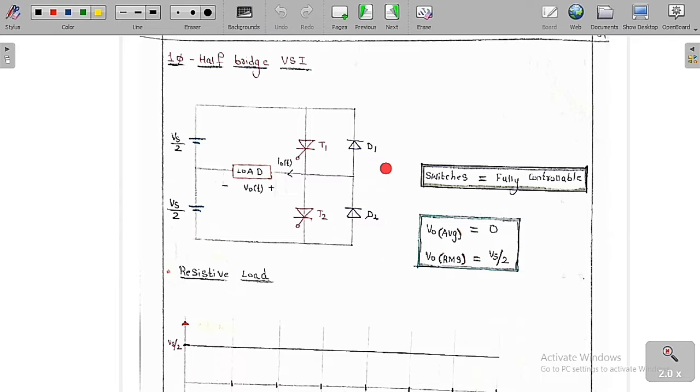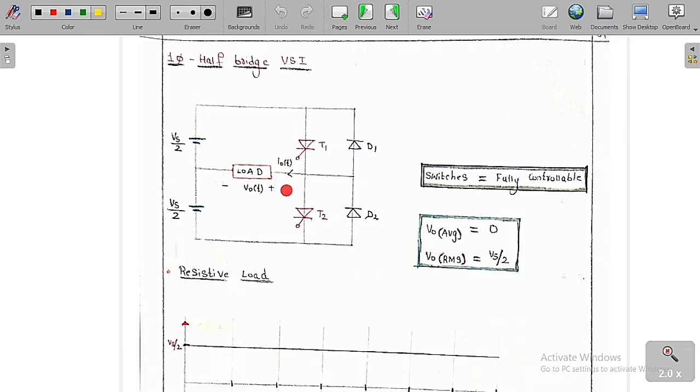I have already told you the freewheeling diodes are used only in the voltage source inverter but not in the current source inverter. So this is the circuit diagram of the single phase half bridge voltage source inverter, and this is the load we are going to keep in this fashion. So Vs by 2, T1, T2, D1, D2, and here there is a load in this fashion.